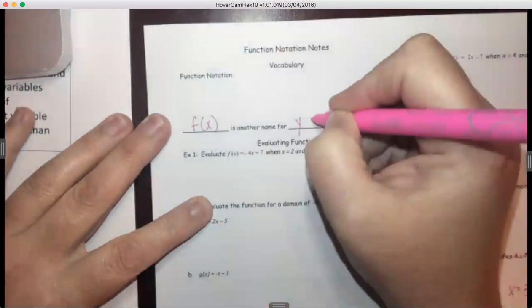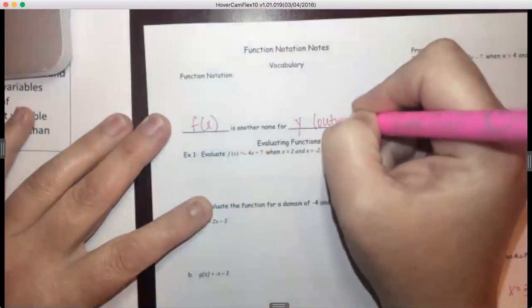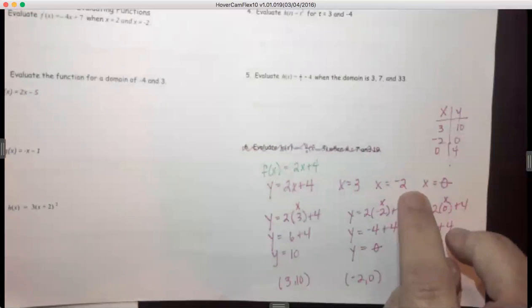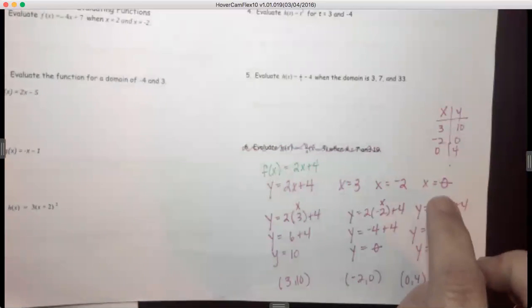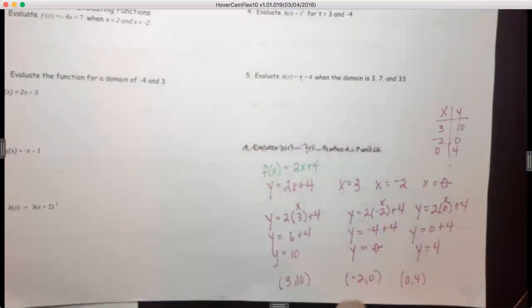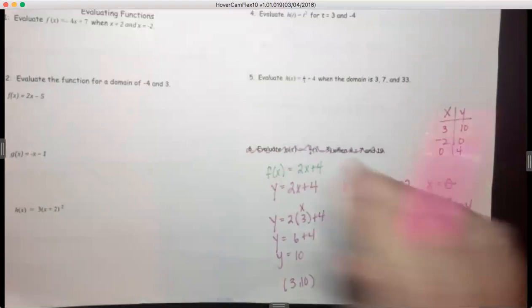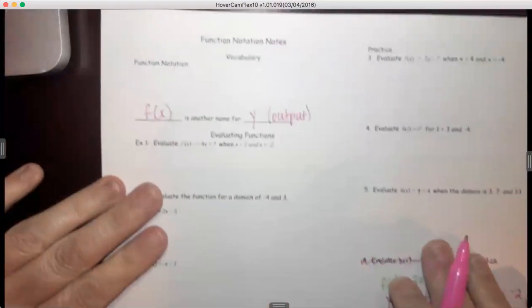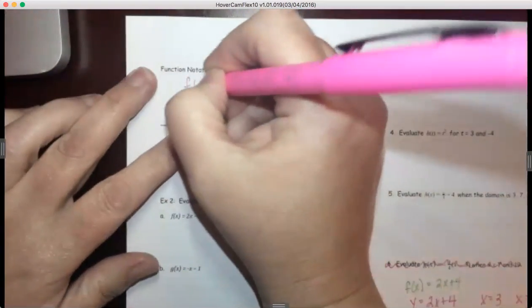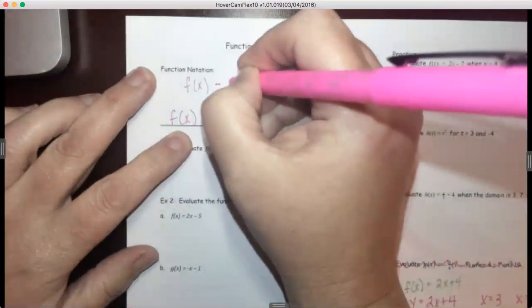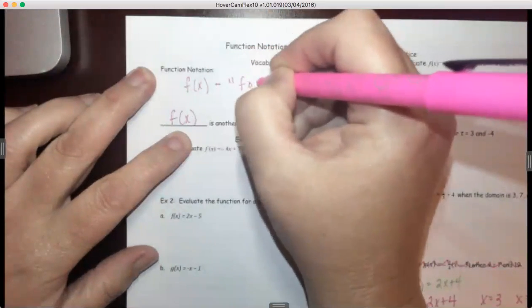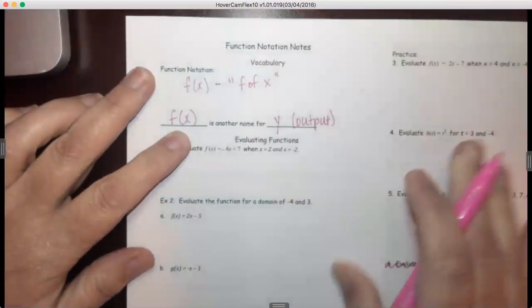It's basically another name for the output, right? Because down here, we had inputs of 3, negative 2, and 0, and we had outputs of 10, 0, and 4. So we always know that x is our input and the y that we get when we plug it in is our output. So we say f of x as f of x, okay?